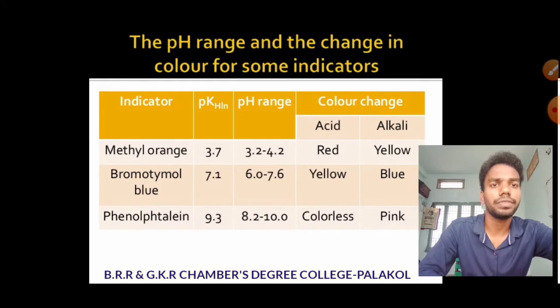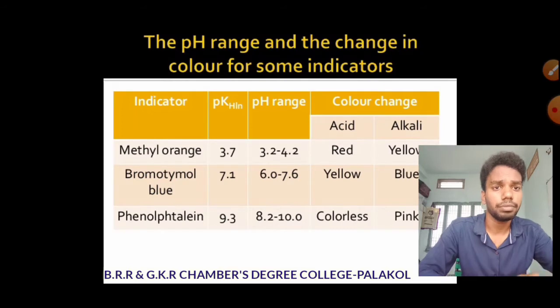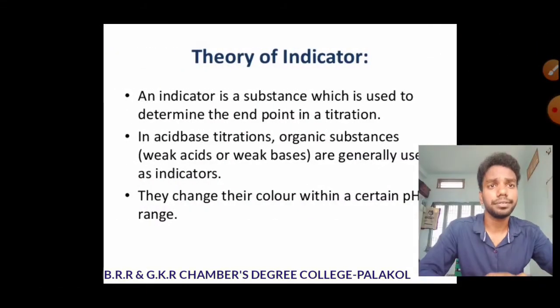And phenolphthalein is a base indicator because its pH range is between 8.2 to 10.0. In its acid solution, phenolphthalein is colorless. In basic medium it shows pink color. Okay, this is an indicator. So why does this indicator show different colors in different media? In acidic medium it shows one color, in basic medium it shows another color.